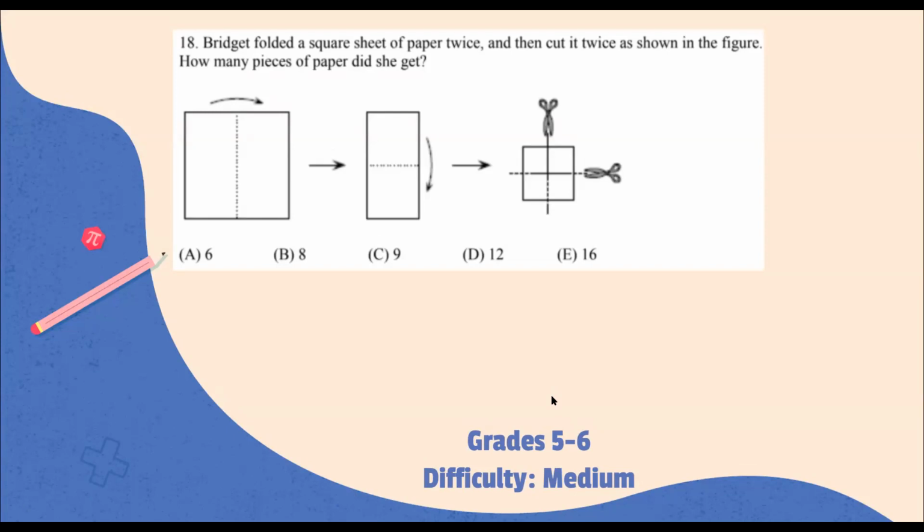Oh, all right. So Bridget folds a square sheet of paper twice and then cuts it twice as shown in the figure. How many pieces of paper did she get? I think you guys should be able to figure this out.